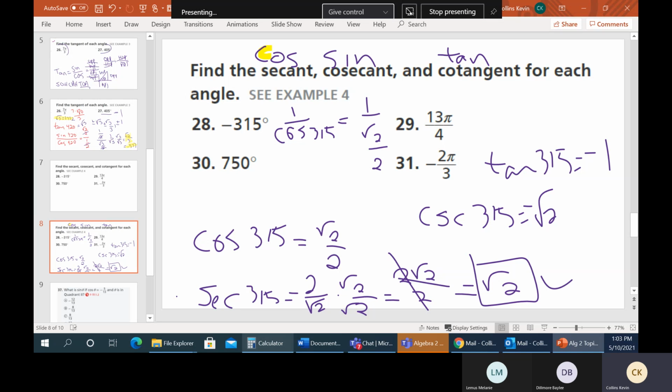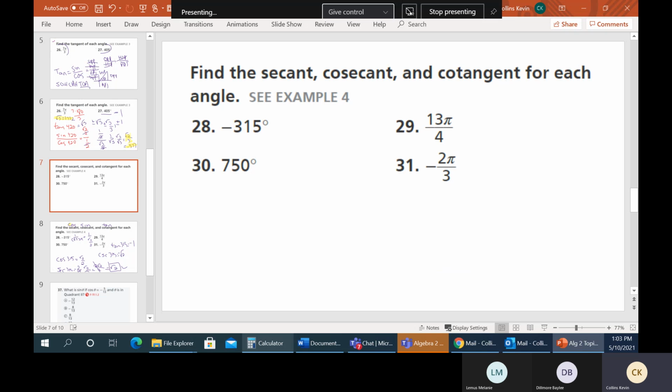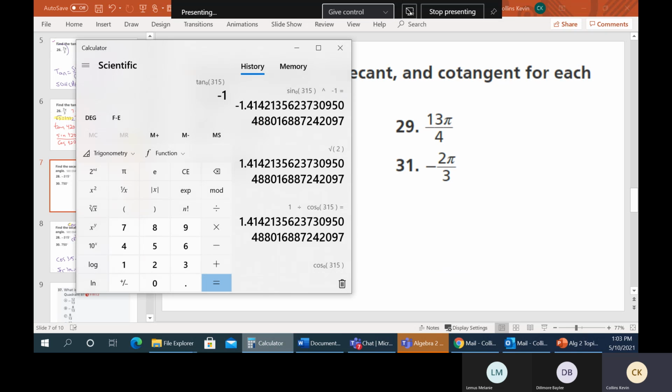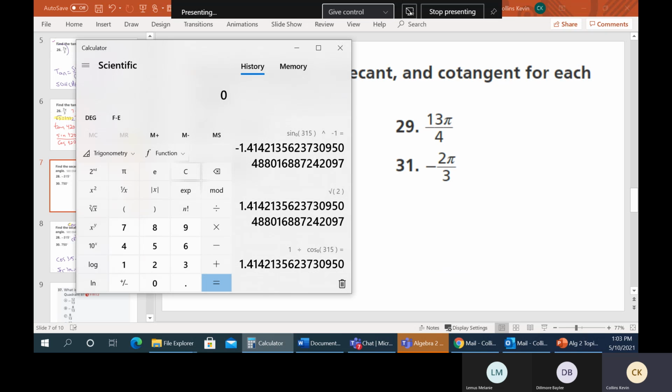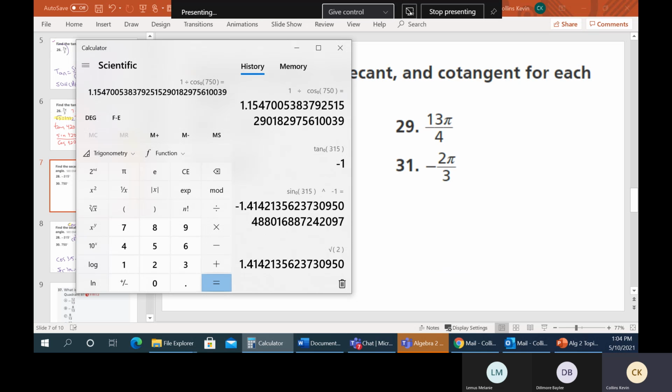All right, so let's look at 750. Let's just do secant straight out. Clear it. Secant is 1 over the cosine, so 1 divided by 750, and then cosine. 0.866, equals, so this is 1.15. That's one we're not used to yet.